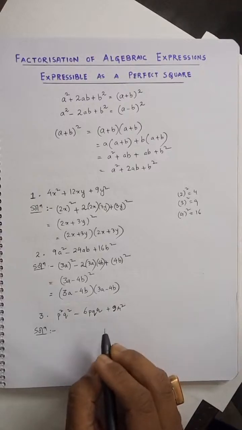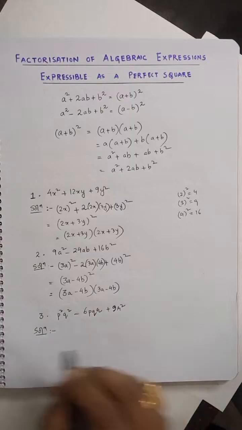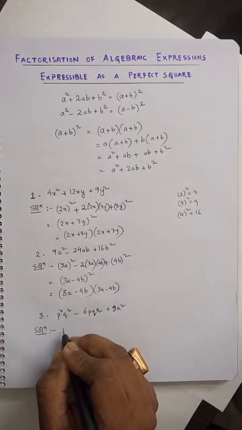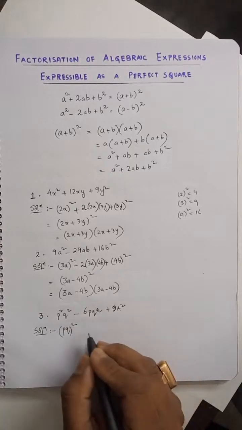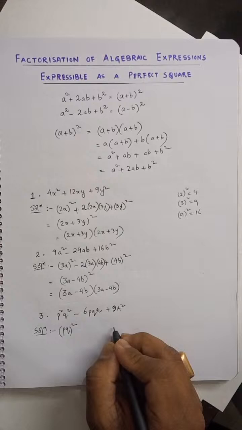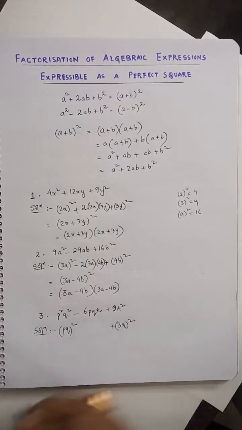ठीक है, तो ये सॉल्व करते हैं थोड़ा। सो वी हैव p square q square. Now p square q square is very easy. We will write this as pq whole square. Okay, and then thoda gap, and then 9 is 3r whole square.